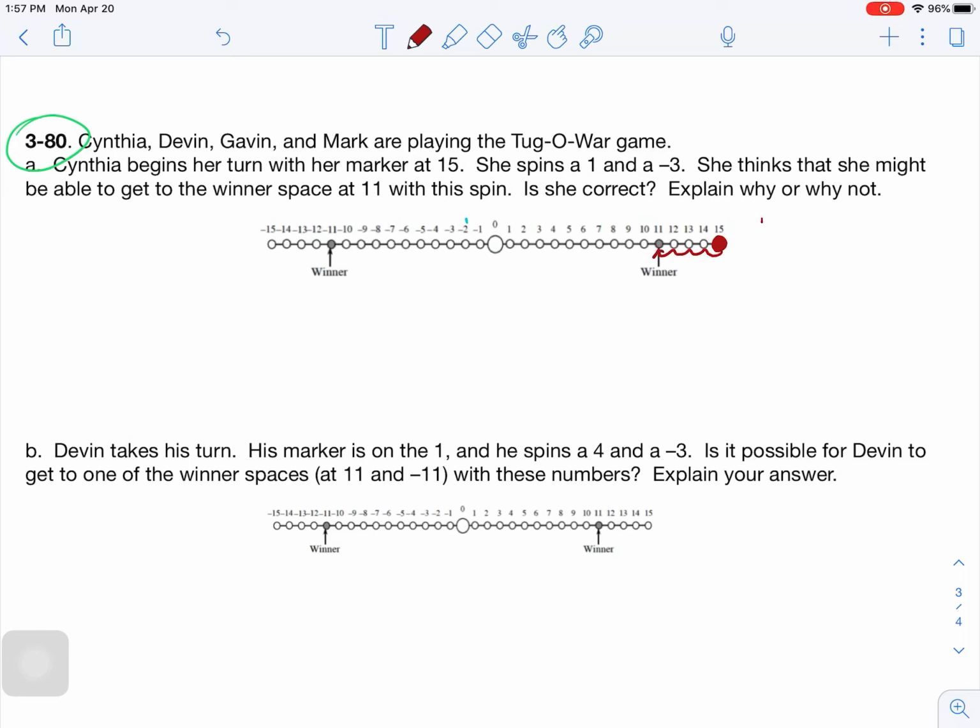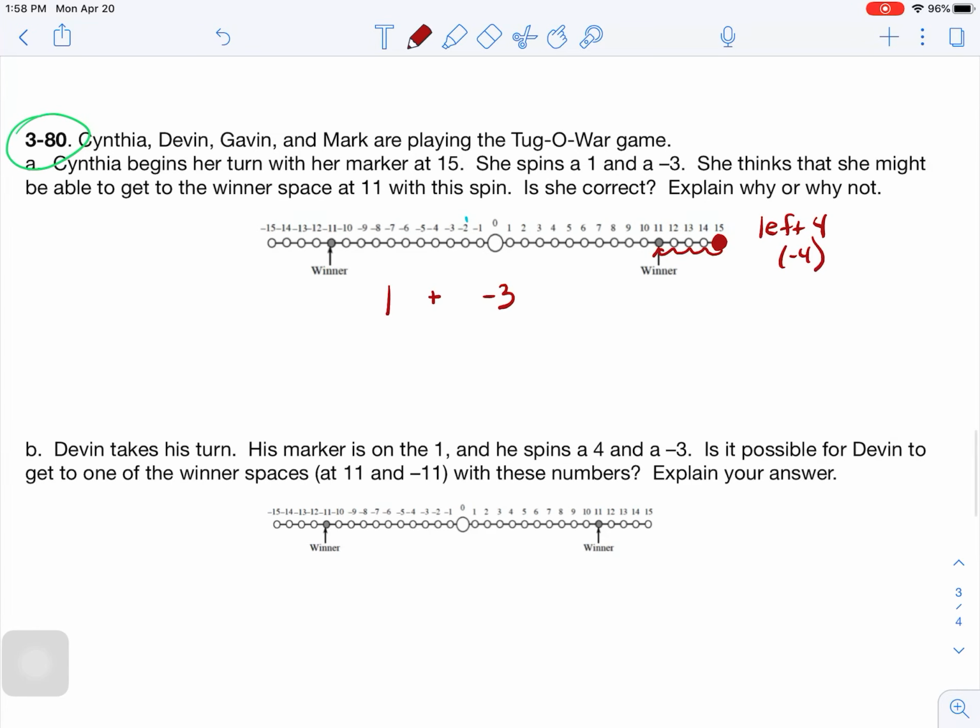So she would need to go 1, 2, 3, 4 spaces left. So she would need to go left 4, or in other words, -4. Is there any way to get a combination of 1 and a -3 to get to -4? If you need to, you can list all of those different combinations. I can add them, subtract them, multiply them, or divide them.